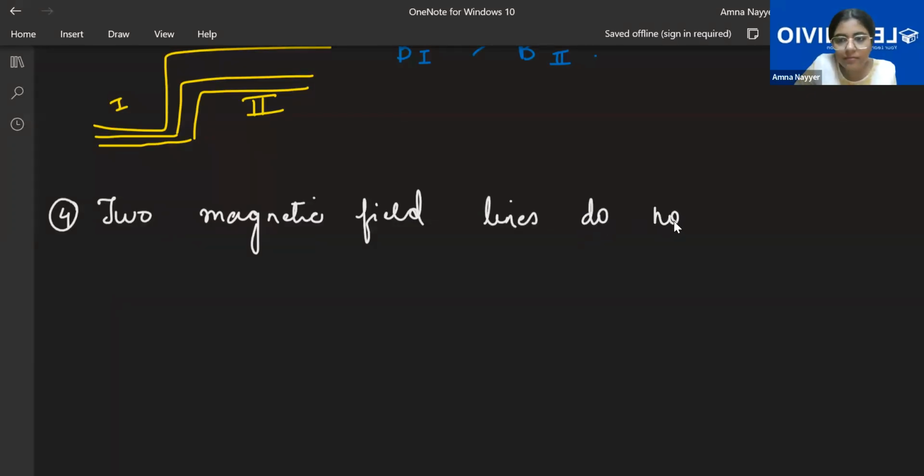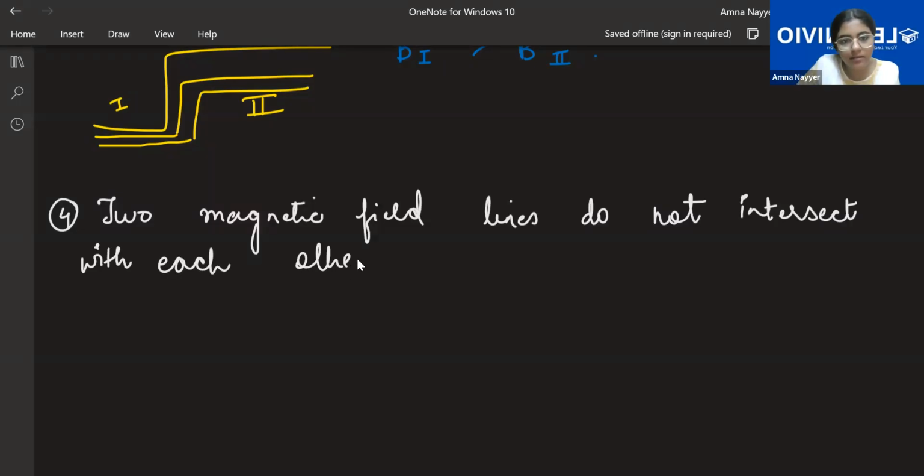There was some reason they couldn't intersect. Remember, electric field lines do not intersect with each other. There was a concept. Yes, so what was the reason? I don't remember.